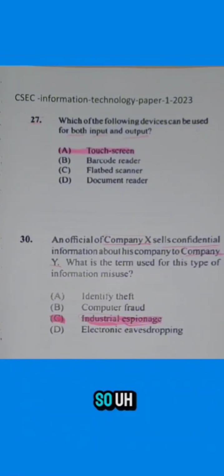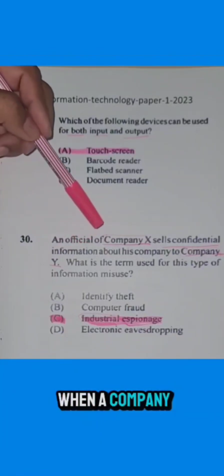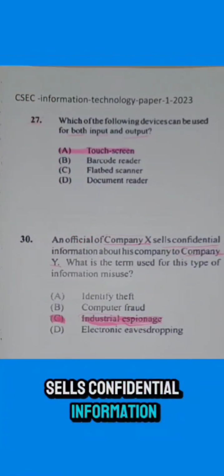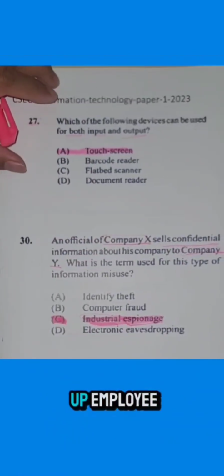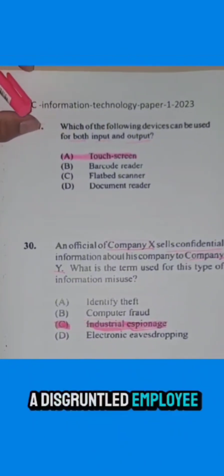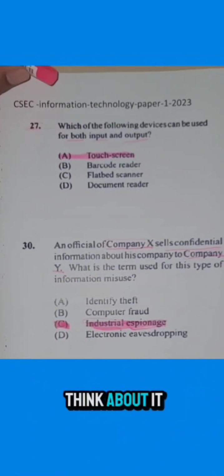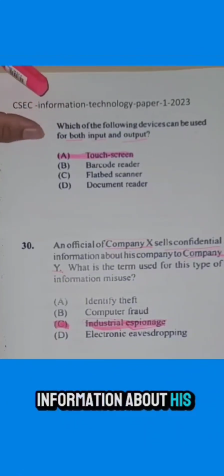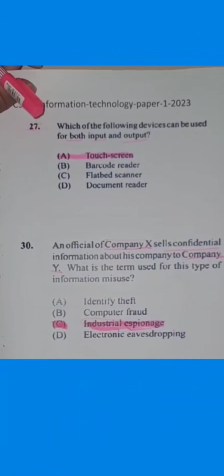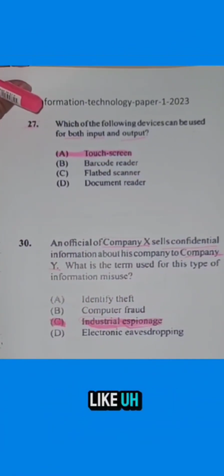So when an official sells confidential information about his company to company Y, meaning like a disgruntled employee or a spy, think about it. If an employee is trying to sell information about his company to another company, that's kind of like spying. And espionage and spying are kind of the same thing.